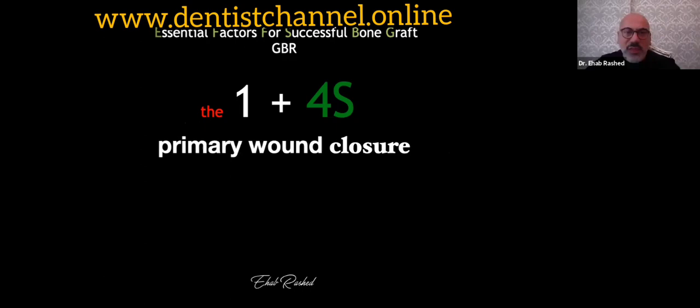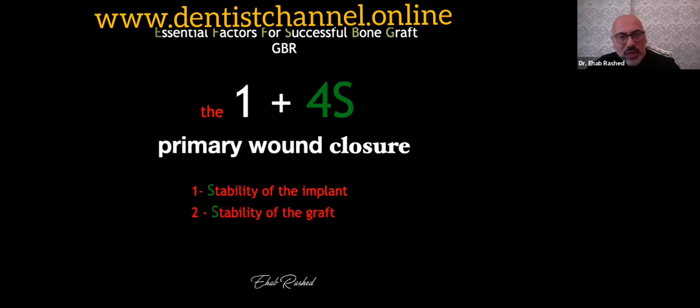The second thing that we have to look at is the stability of your implant. If you place an implant at the site and you graft the site, you have to make sure that the implant is totally stable, because any minor mobility in the implant or micro motion leads to a failure of the implant site and creates an infection, and this area will not have osseointegration or bone growth at the site. One more thing is the second S, the stability of the graft.